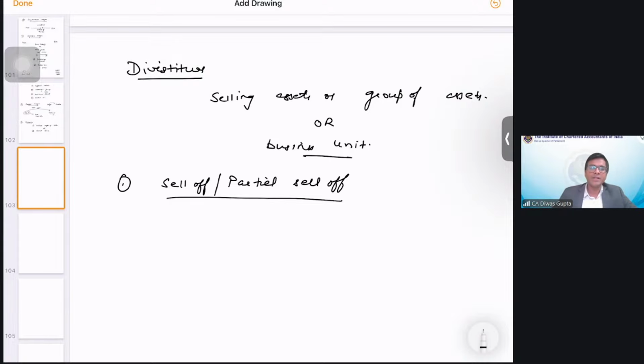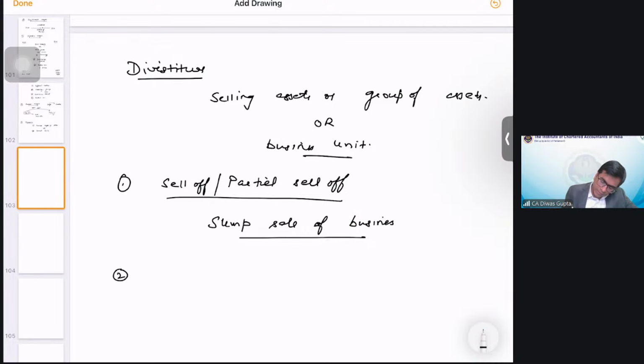In this, what happens? Some part of the entity's assets are sold off, or partially we are selling a business, right? This happens in the name of slump sale of businesses. Okay, this is called sell off.